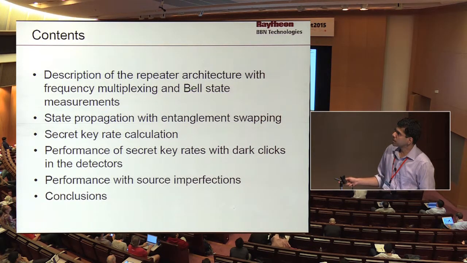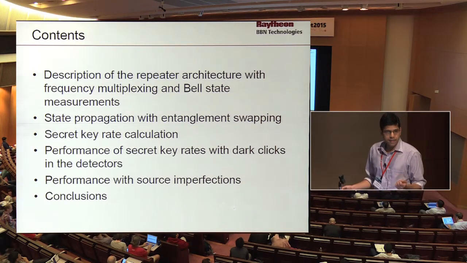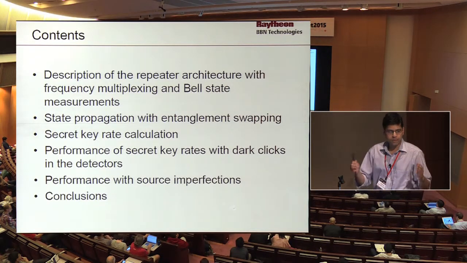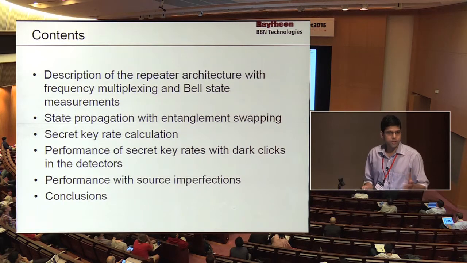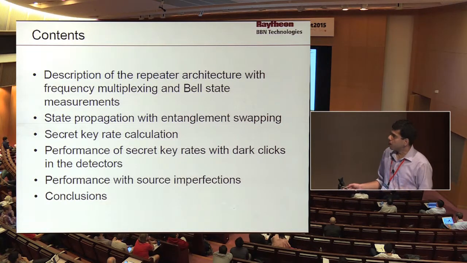So basically, after describing that, we do an exact analysis and find the quantum state after a certain number of entanglement swaps. So you have the exact quantum state, which includes all the losses in the detectors and channel losses and dark clicks and all kinds of stuff. But I'll tell you what assumptions we make. And then using that state, you can do any number of things.